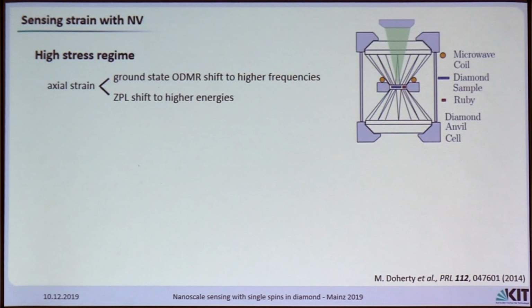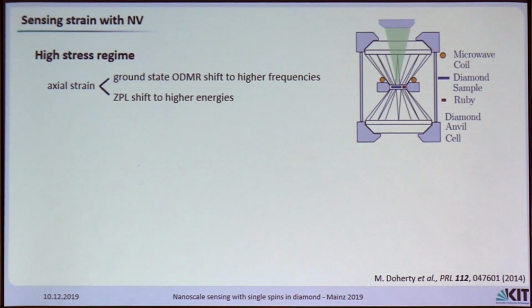Okay, and now I want to come to the experiments. And I want to give you an overview of different kinds of experiments which performed beautiful measurements with respect to sensing of strain. So here we have a very high pressure experiment. The group of Marcus Doherty from Melbourne, Australia, put bulk NV centers in a diamond anvil cell. And so they were able to generate extremely high pressure on the diamond.